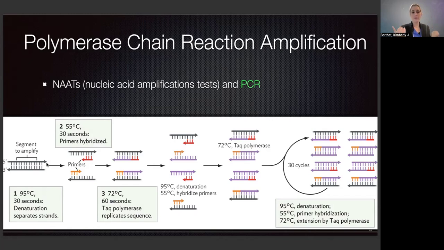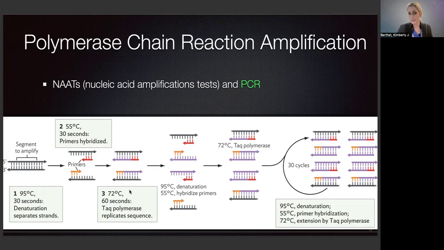Then we lower the temperature. So we go from 95 degrees Celsius, that's close to boiling, to 55 degrees Celsius. And what happens when we drop the temperature is that our primers that we add into solution bind to our DNA. Primers are complementary. So if this is an A, this is a T. If this is a G, this is a C. So they're going to naturally bind because of that complementary nature of base pair bonding.